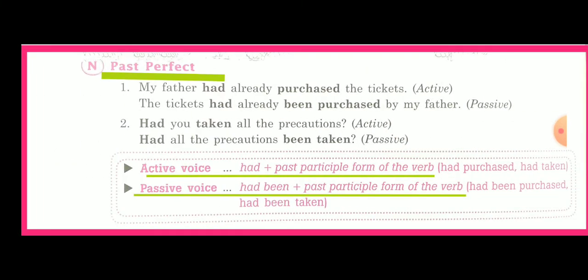Now past perfect tense. In past perfect tense, we have had plus past participle, and if we are changing such kind of sentence into passive voice, then it will be changed into had plus been plus past participle form of the verb. Like my father had already purchased the tickets, so it will be changed into passive voice by adding been. The tickets had already been purchased by my father.